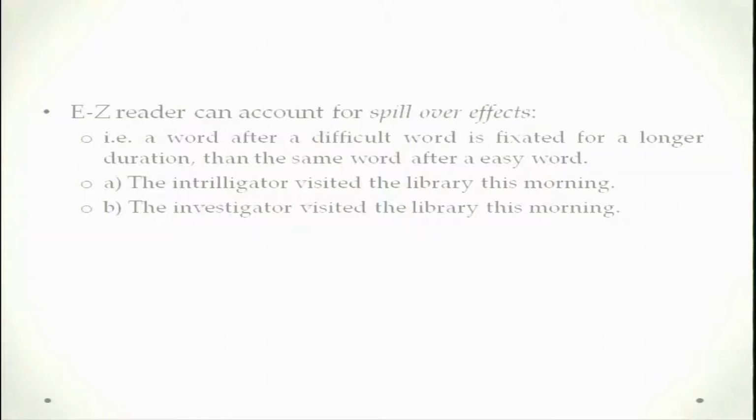Suppose you read the second sentence, where investigator is a highly familiar word. While you are on investigator, as soon as 150 milliseconds has passed, you have already started processing visited, and because visited is a faster word, you get that parafoveal preview benefit. The parafoveal preview benefit is simply the amount of head start that you get in processing the word next to the one you are fixated on, the word that is in your parafovea.